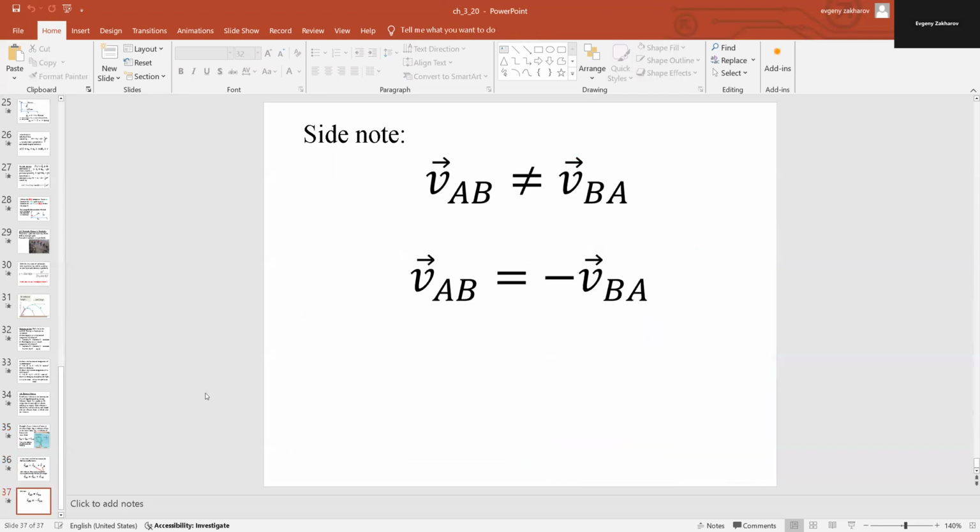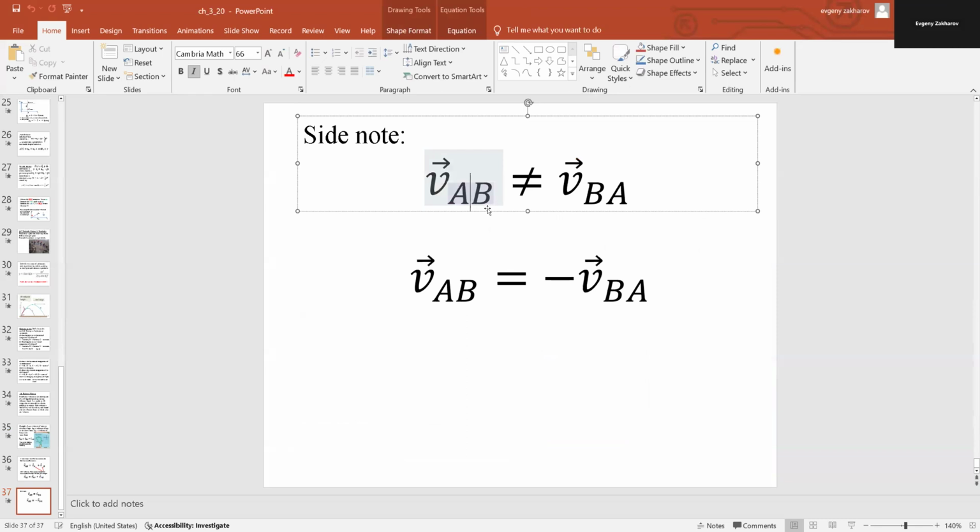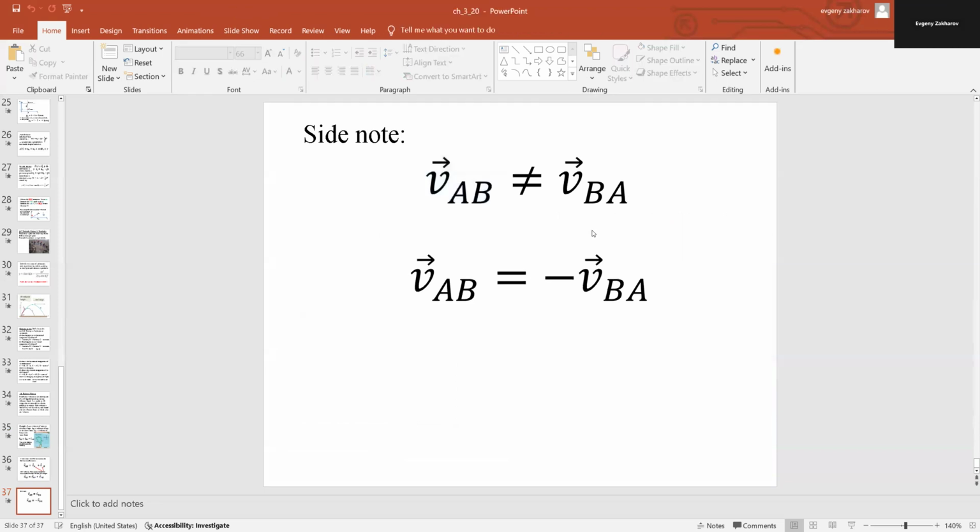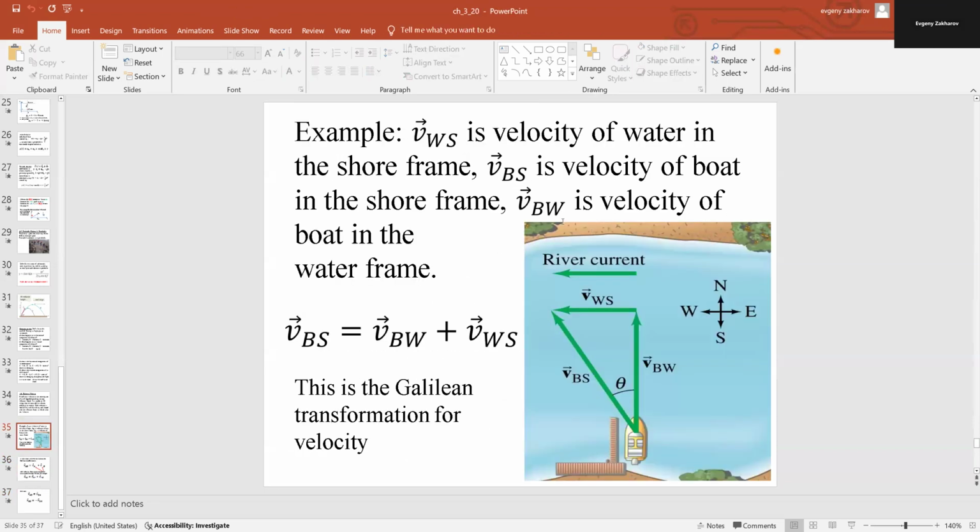Now, it's very important to remember that for vectors, you can't flip-flop subscripts for no reason. If you got A with respect to B, you can't say it's the same as B with respect to A. And I'll prove it to you right away. If you say water with respect to the shore goes to the left, then shore with respect to the water will actually go in the opposite direction.